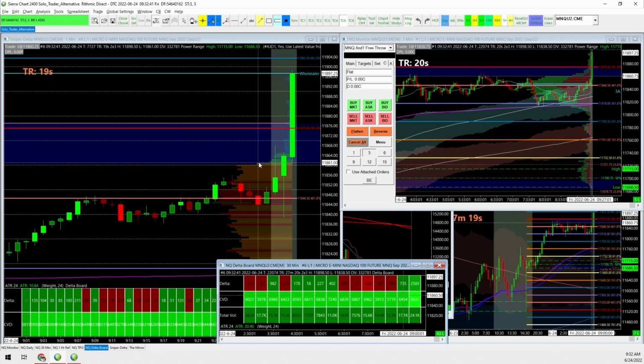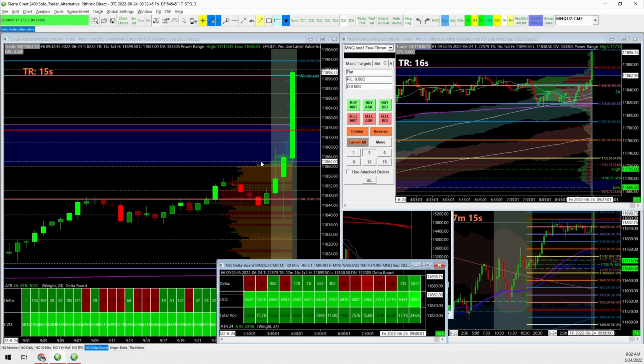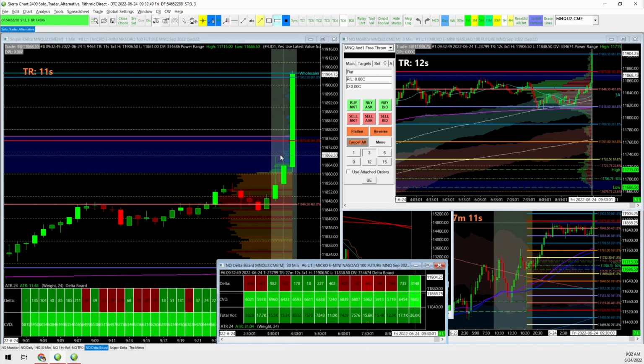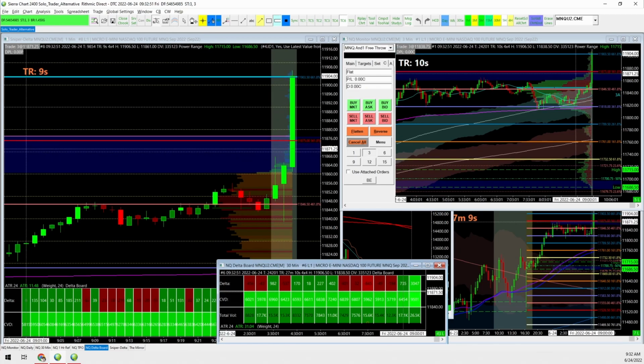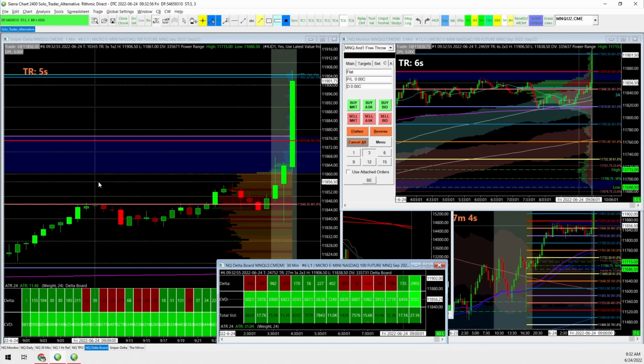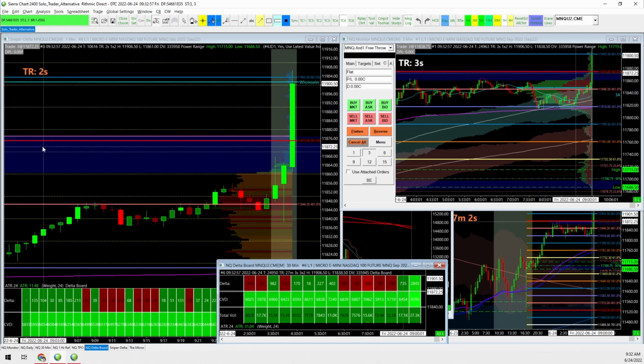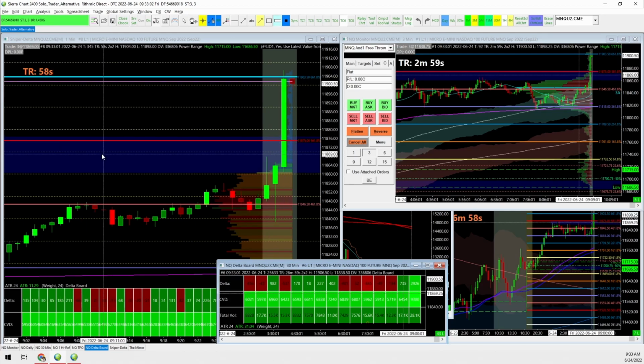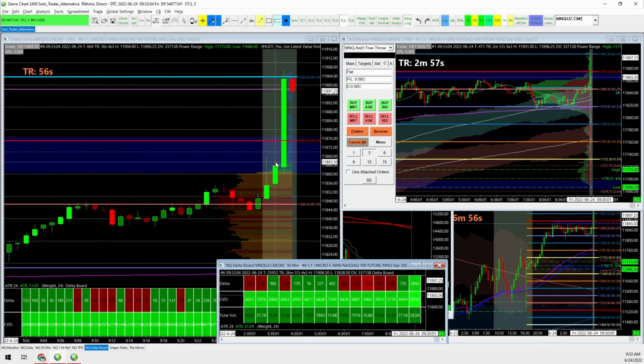Now the thing about that is it would have been tough to catch without using my normal triggers. I have triggers that I use normally, or I would have had to be ready to use my chart window, my trade window, to get into that position.